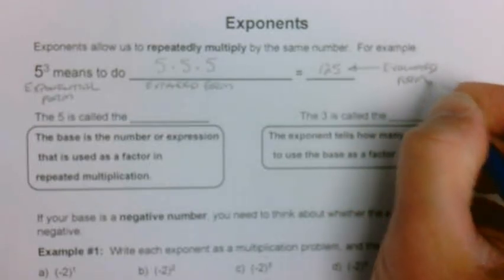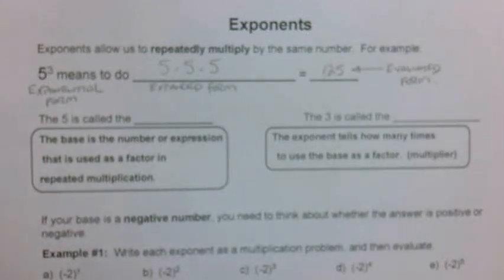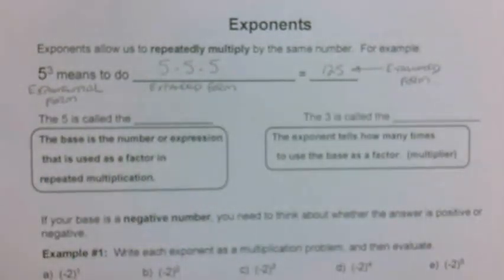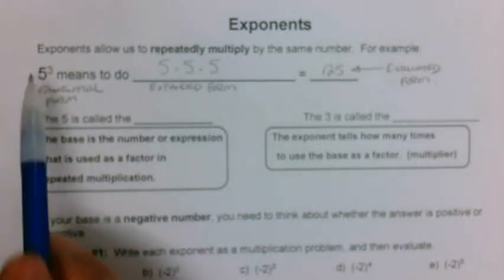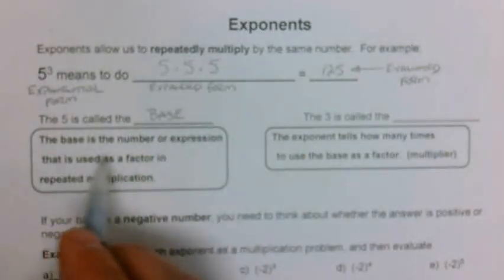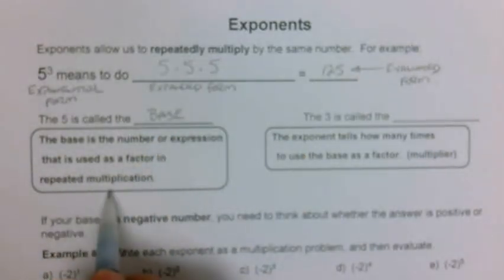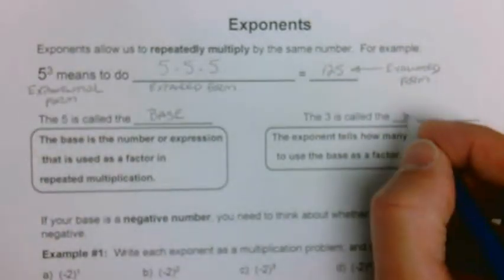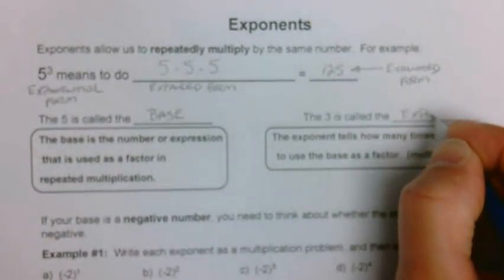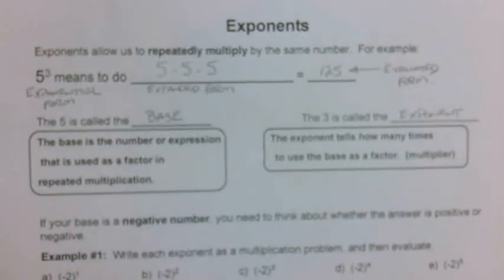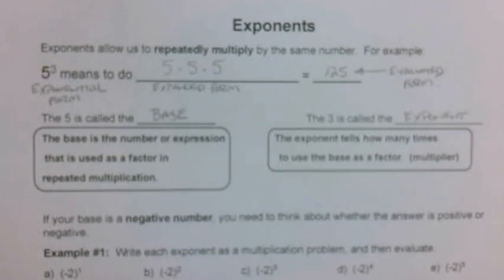Okay, so depending on how they want it in exponential, expanded, or evaluated form, you're going to write this in 3 different ways. Now, this 5 right here is what we call the base. The base is the number or expression that's used as a factor in repeated multiplication. The 3 right there is the exponent, and the exponent tells you how many times to use the base as a factor.